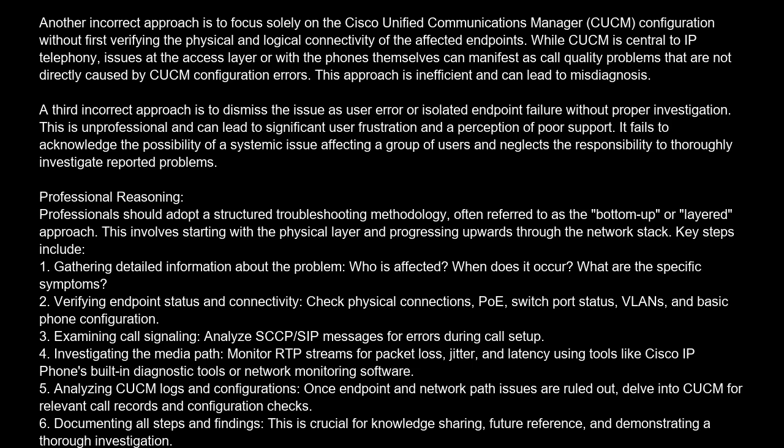3. Examining call signaling. Analyze SCCP/SIP messages for errors during call setup. 4. Investigating the media path. Monitor RTP streams for packet loss, jitter, and latency using tools like Cisco IP phones, built-in diagnostic tools, or network monitoring software. 5. Analyzing CUCM logs and configurations.